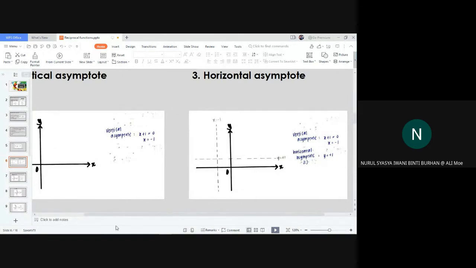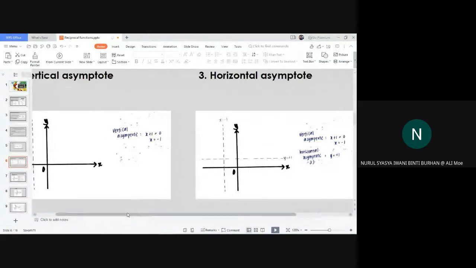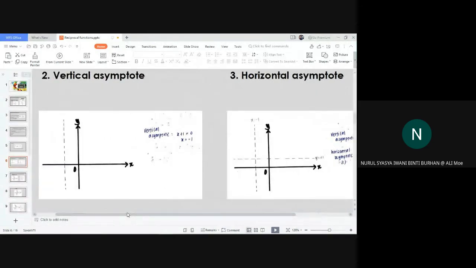And after we get the vertical asymptote, we need to draw a dotted line on our graph. Before kita lukis dotted line, make sure to draw paksi y and paksi x dulu. Barulah kita lukis the dotted line for the vertical asymptote.